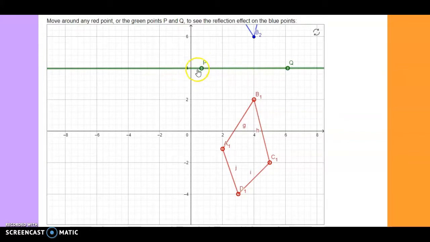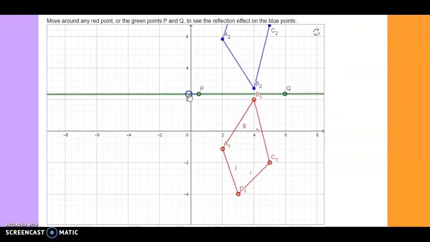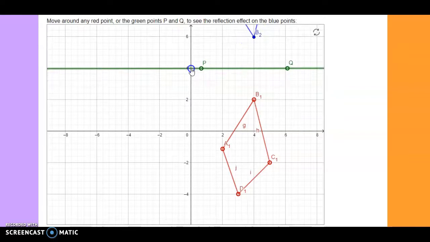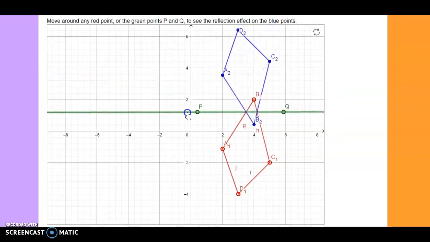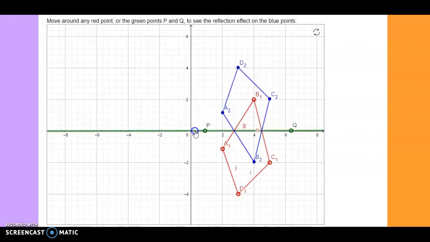I can take that and move it again. So you see, as I move the line of reflection, the shape moves also. Here, they're going to actually overlap, because if you notice, B1 here is now 2 units away from the line of reflection. B2 is 2 units away from the line of reflection.